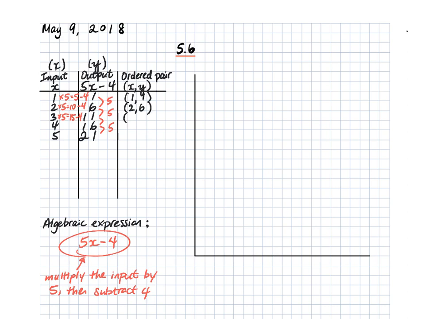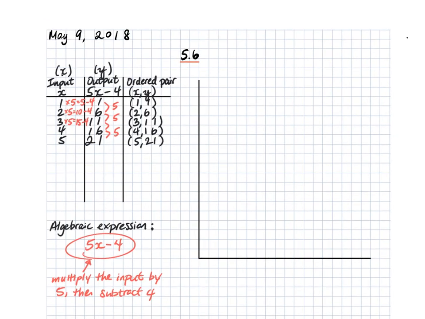So if you want to pause it and do the rest, and then check in afterwards, go ahead. (4, 16), and then (5, 21). So now in total, we have 5 ordered pairs we're going to graph here on the right.